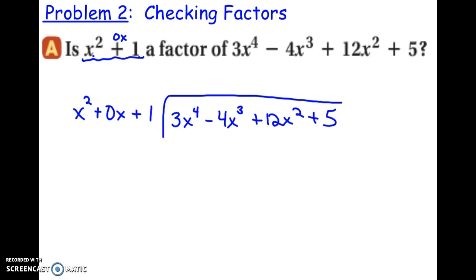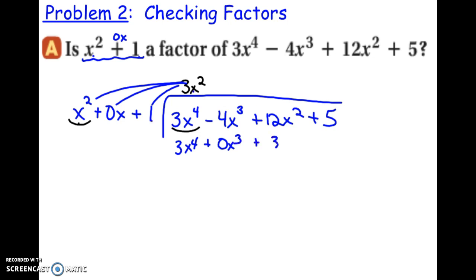And then same old, we ask ourselves, what do we multiply the first term by to make it match this first term? And the answer would be a 3x squared. And then we need to distribute that 3x squared to all of these parts here. So we'd have 3x to the 4th. This is weird. I'm actually going to write plus 0x cubed just for a placeholder. And then 3x squared times 1 is 3x squared.